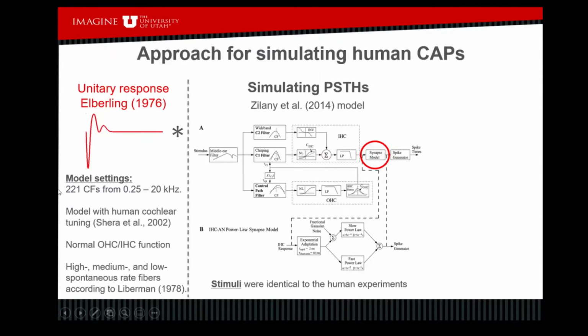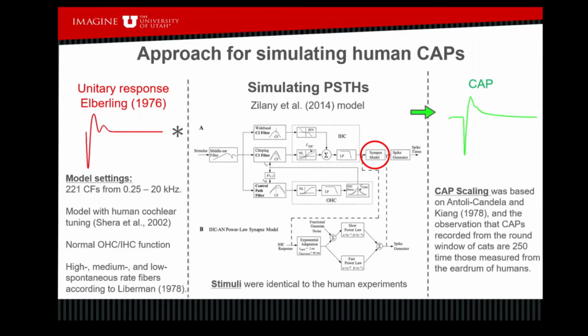We simulated the peristimulus time histograms of 221 CFs ranging from 250 up to 20,000 Hz using the synapse output from the Zilany et al. 2014 model with the human cochlear tuning and normal outer and inner hair cell functions. Further, high, medium, and low spontaneous rate fibers were simulated for each CF, and the responses were weighted according to the distribution of spontaneous rate fibers described by Liberman in 1978.